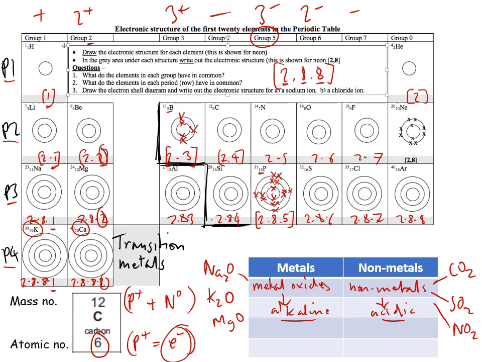Group 0, however, they don't like to react. They're called noble gases, so they already have a full shell. So they're what we call inert or unreactive. Okay.